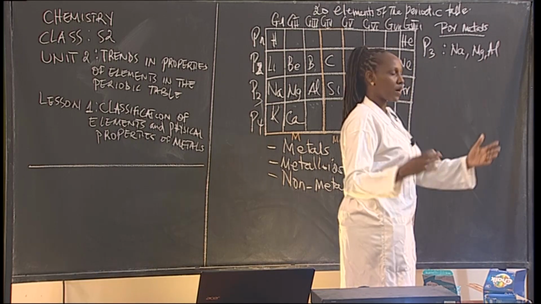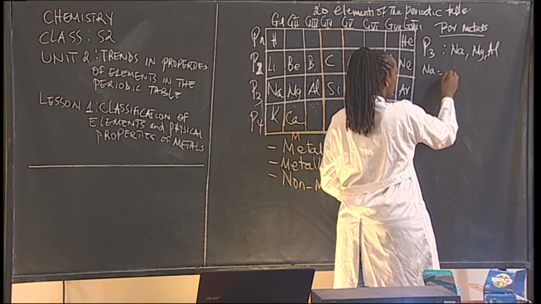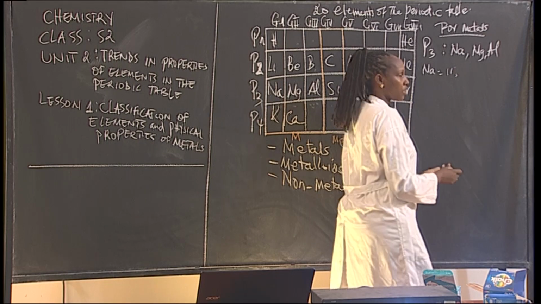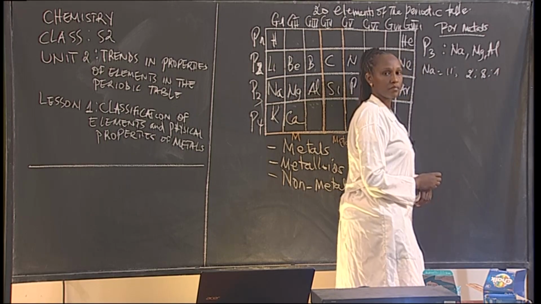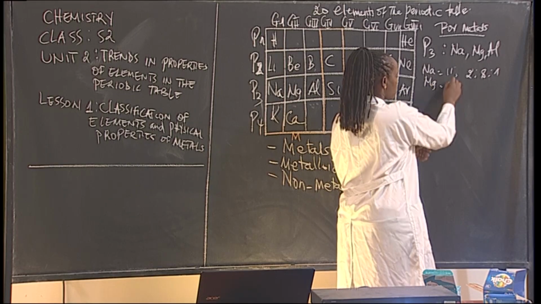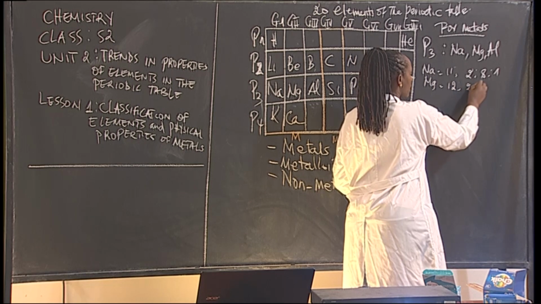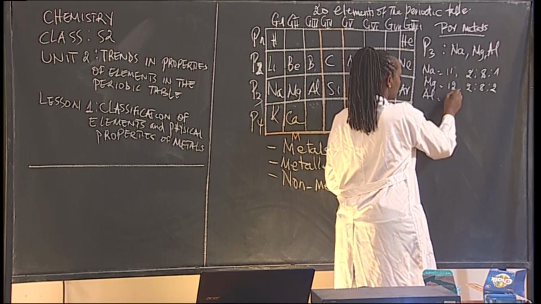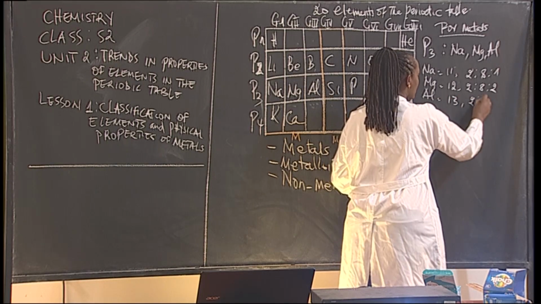So when we do what we call electronic configuration, sodium has an atomic number of 11. Its electronic configuration is 2, 8, 1. Magnesium has 12. Its electronic configuration is 2, 8, 2. And aluminum has 13. Its electronic configuration is 2, 8, 3.